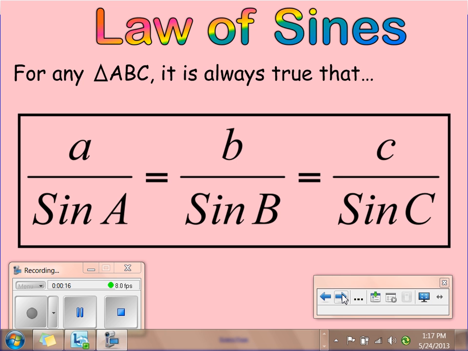The law of sines says that for any triangle ABC, it is always true that a over sine of A equals b over sine of B, and it also equals c over sine of C. Little a, b, and c are sides, and big A, B, and C are angles. So if we knew side a and side b, and we knew angle B, we could use those first two fractions, set up a proportion, and solve for angle A. Let's see an example.